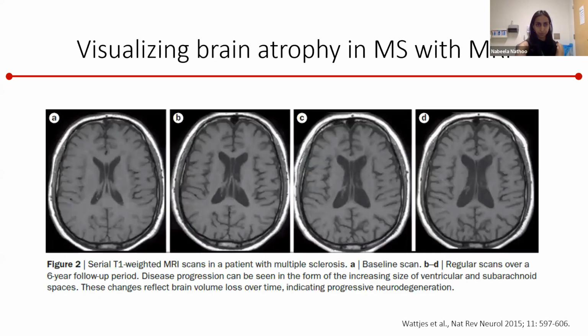So just as an example, these are serial T1 weighted scans in an MS patient over 6 years. Comparing the leftmost image to the rightmost image, you can see that the lateral ventricles are very enlarged in D versus A, and that you can see the sulci and gyri much more from A to D. It's basically a visualization of what the atrophy looks like over time.